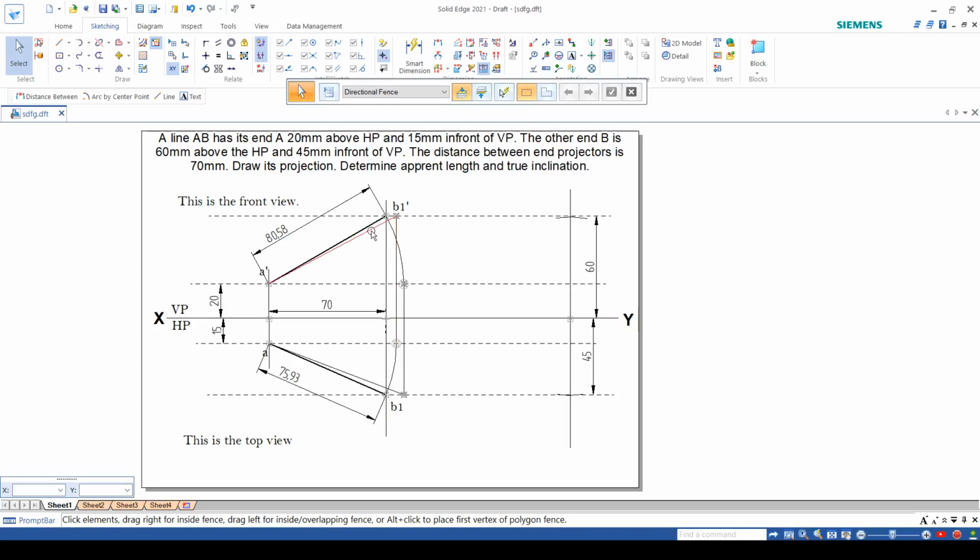So the length of this line would be equal to this line, but here it's asking for the true inclination. So it's asking for the inclination of the true line with HP and VP. The inclination with HP would be marked in VP, and the inclination with VP would be marked in HP. Should I write this also? Okay, yes.